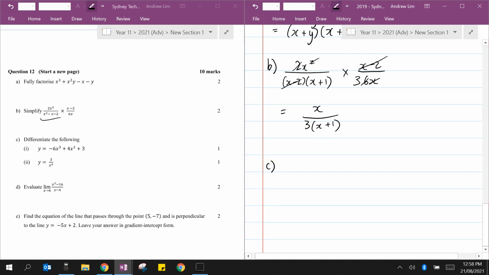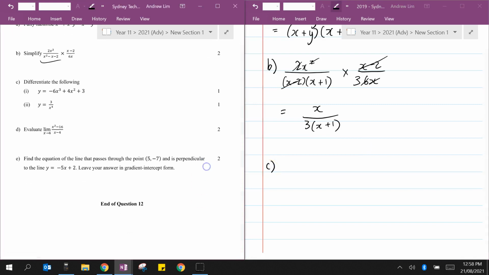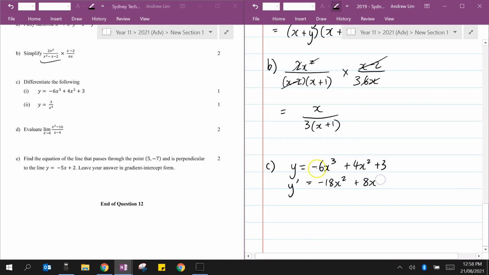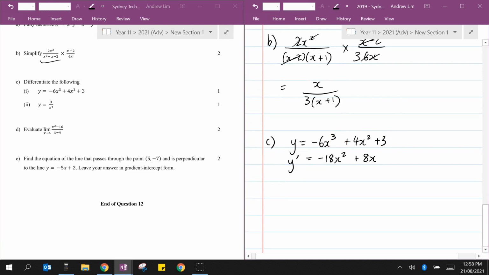Question C. Differentiate the following. Y is equal to negative 6x cubed plus 4x squared plus 3. So y dash has to equal negative 18x squared plus 8x. Bring down the power, reduce the power by 1 for all x's. That's part 1.